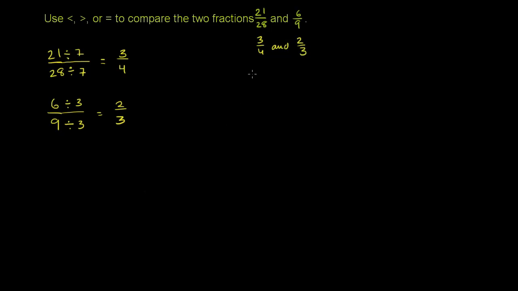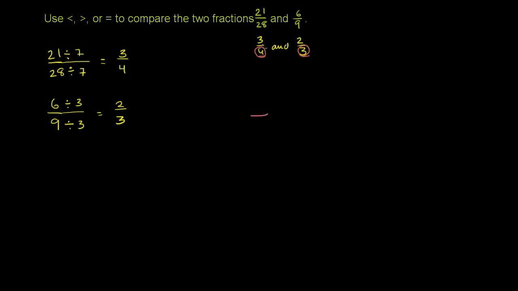And the real benefit of doing this is that it's much easier to find a common denominator now than for 28 and 9, where we would have to multiply big numbers. Here we can do fairly small numbers. The common denominator of 3/4 and 2/3 is going to be the least common multiple of 4 and 3. And 4 and 3 don't share any prime factors with each other. So their least common multiple is really just going to be the product of the two.